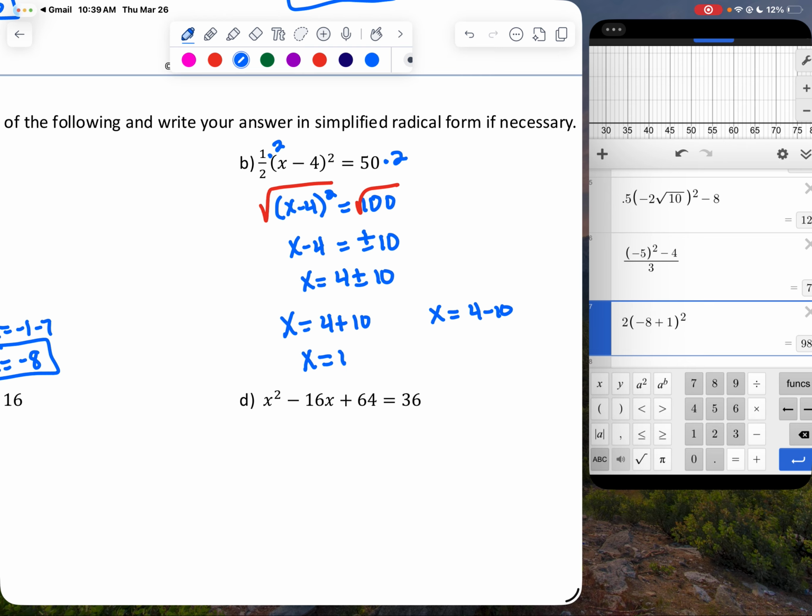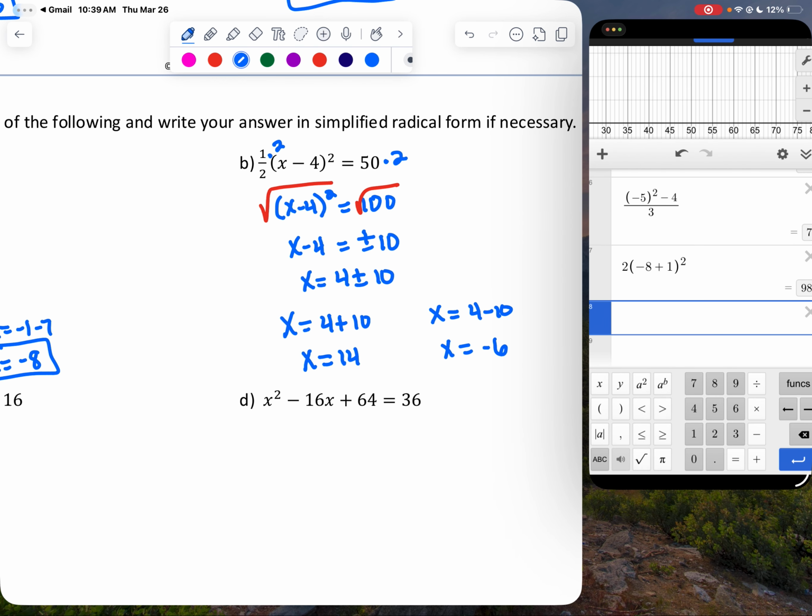So my first solution is 14. My second solution is negative 6. I'm going to check that by putting in 0.5, parenthesis, 14 minus 4, parenthesis squared. That equals 50. Then I'll change the 14 to a negative 6, and that also checks out. So I can box both of these in.